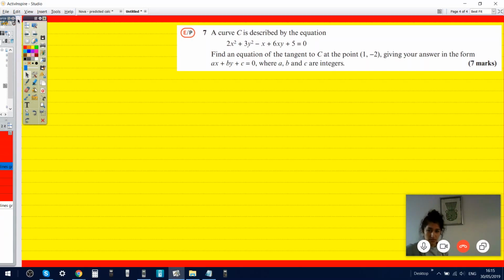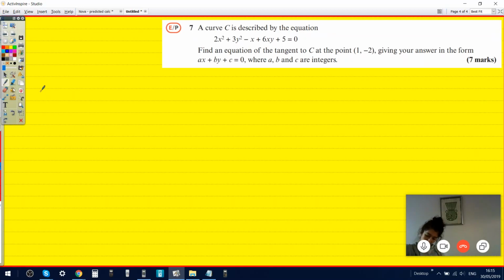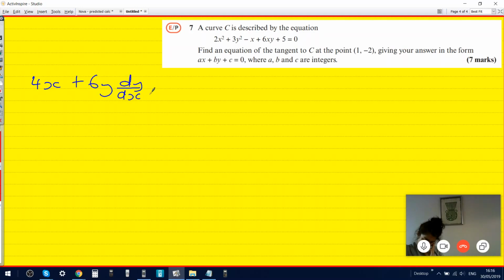dy, what's the question? Find equation of a tangent to C at the point 1, minus 2. So dy over dx, 4x plus 6y dy over dx minus 1 plus 6 dy over dx equals 0. Then we have 6y dy over dx plus 6 dy over dx equals... Oh wait, do we have coordinates? Did you say to put the coordinates in straight away? I think it'd be easier, yeah. Okay.